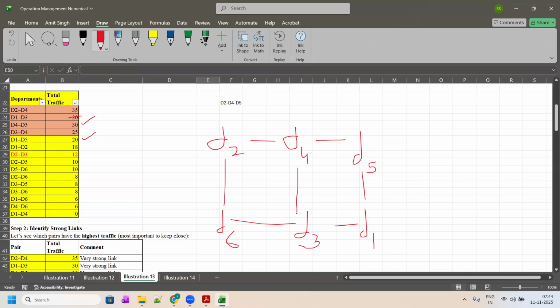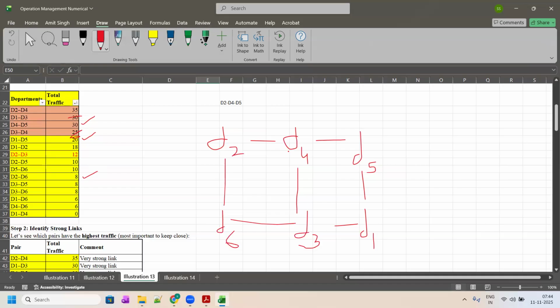This is one possible layout. What is D2 to D6? D2 to D6 is 8. Okay, fine. Then D3 to D4, it is 25. So I bring them together. Okay, so now this is the one layout I got.